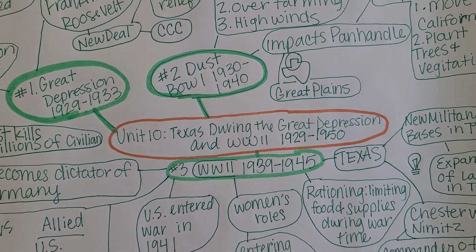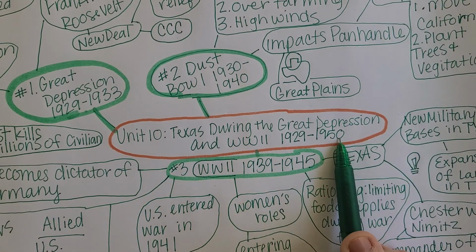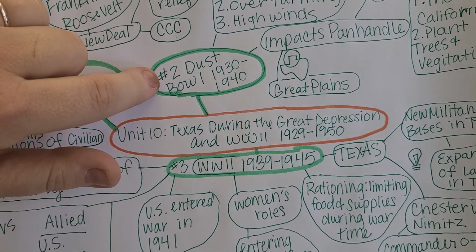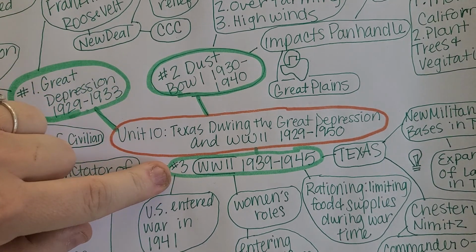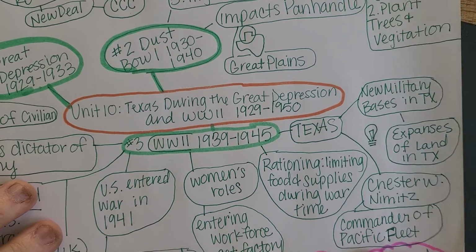So these two keep in mind. We talked about Texas during the Great Depression and World War II, 1929 to 1950. First thing is Great Depression. Second thing is Dust Bowl. Third thing is World War II. And then plus these two ideas down here.